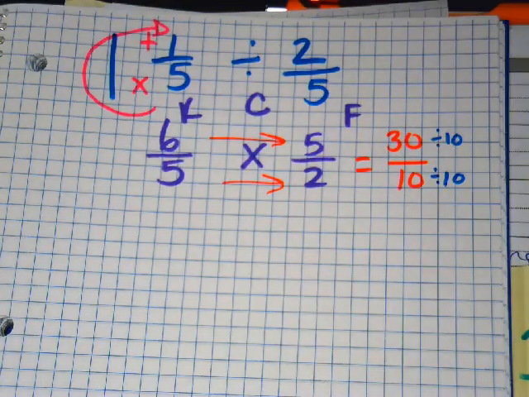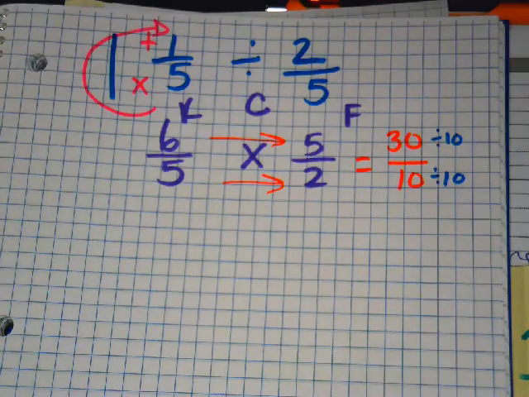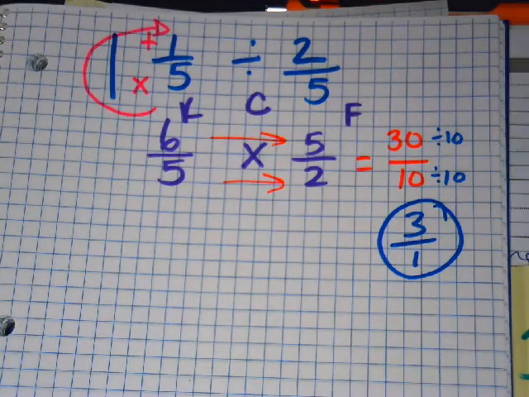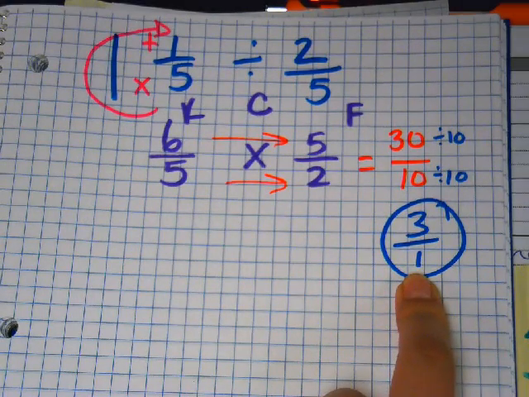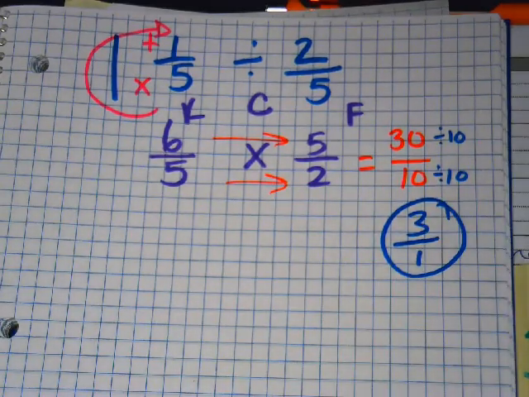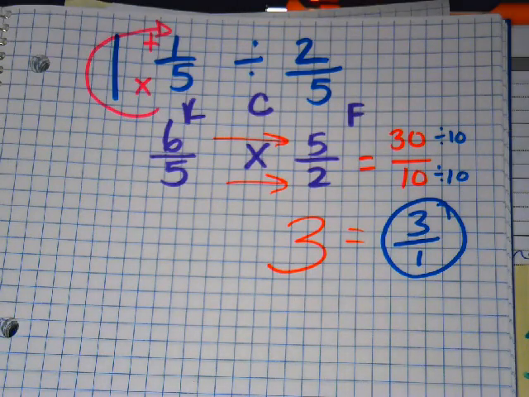30 divided by 10? 3. 10 divided by 10? 1. Does anybody know what 3 over 1 really equals? 3. Whenever you have a 1 at the bottom, it's just that number on the top. It's actually 3 whole pies. So on the test, if they show 3 over 1, you can just turn it into a whole number. Technically, this is equal to just 3, because when you divide this, you have no remainder.